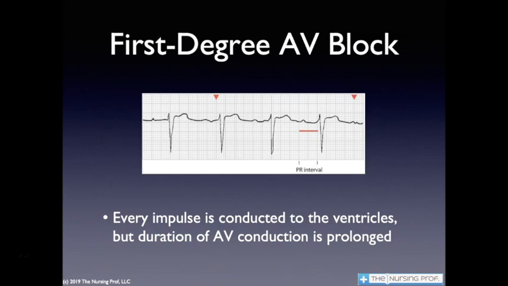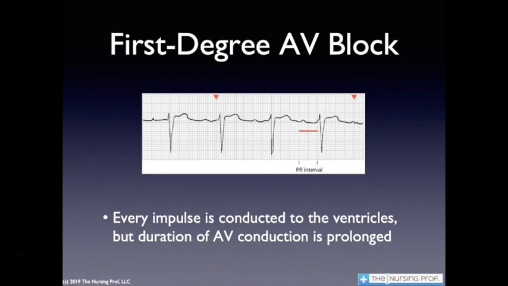Also occurring in the AV node or the junctional node is a first-degree AV block. So now we're going to talk a little bit about these blocks. There's a first, a second, actually 2 seconds, and a third-degree AV block. The first-degree AV block is generally considered to be benign. Let's take a look at it here.